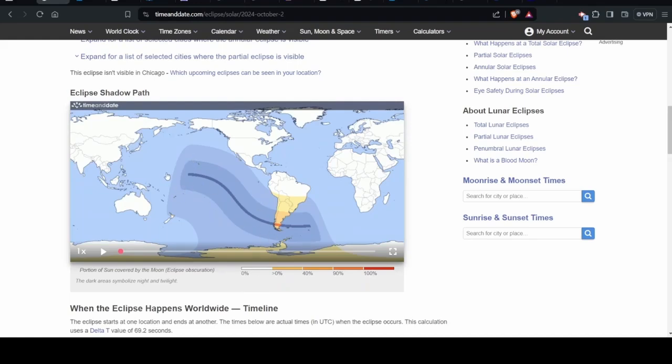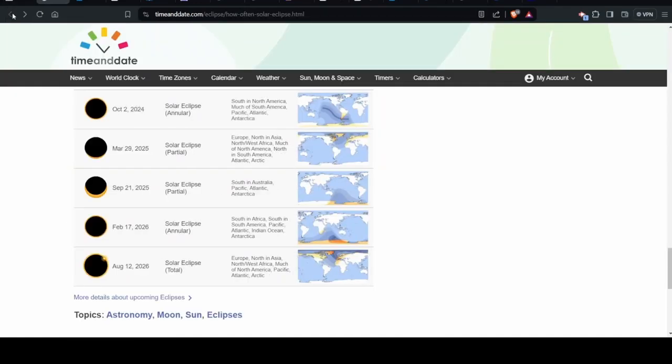And for the most part, it happens out in the Pacific Ocean. A little tip of South America is going to see a total eclipse. But for the most part, it happens out in the open ocean. And that's what happens with a lot of eclipses. I mean, the Earth is mostly water, so that's usually where the eclipses are going to happen.